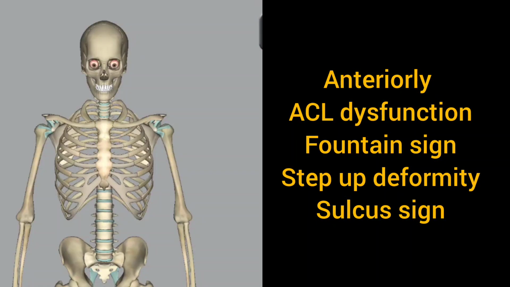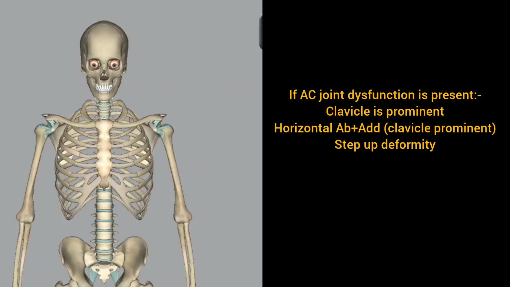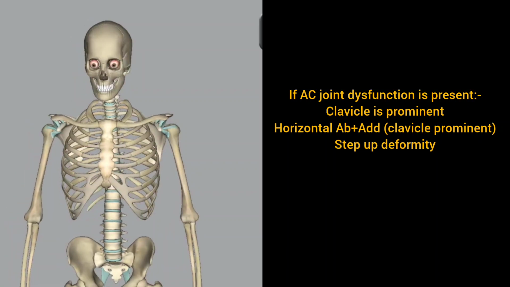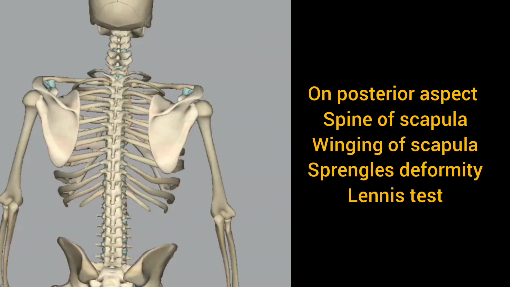While observing the shoulder anteriorly, we mainly focus on whether there is any AC joint dysfunction, fountain sign, step deformity, and sulcus sign. If the patient has AC joint dysfunction, their clavicle is prominent, and also prominent while doing horizontal abduction and adduction. Step-up deformity is also present, and we also assess the level of the shoulder.